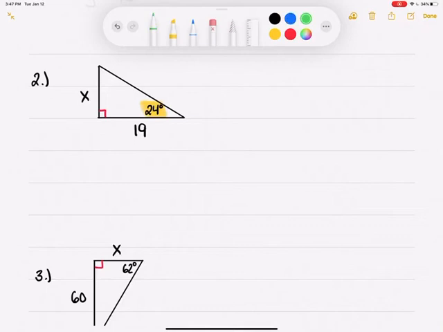I know that my hypotenuse will always be across from my 90-degree angle. The other two legs are what we really need to focus on. If I'm going all the way across the triangle, that takes me to my opposite leg. So I know x is going to be the opposite. And this angle 24 is right next to the side 19, so 19 is the adjacent.